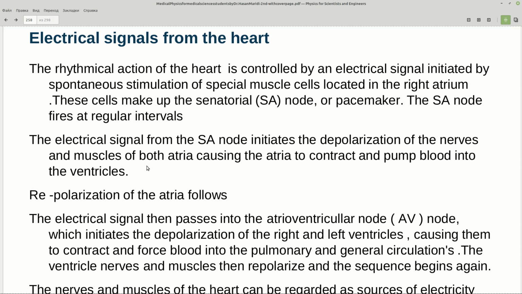Again, we have the P point, atrial depolarization and contraction. Then we have the QRS complex, which indicates ventricular depolarization, and the T wave, ventricular repolarization. Time is measured in seconds. The figure here is an electrocardiogram for a normal subject. Here are six cycles for a normal subject.